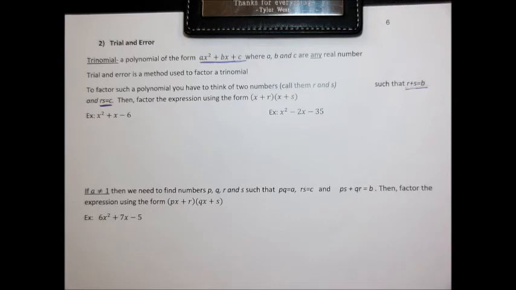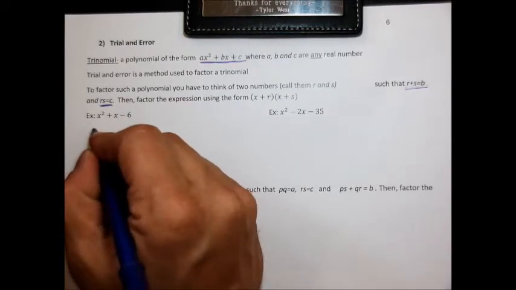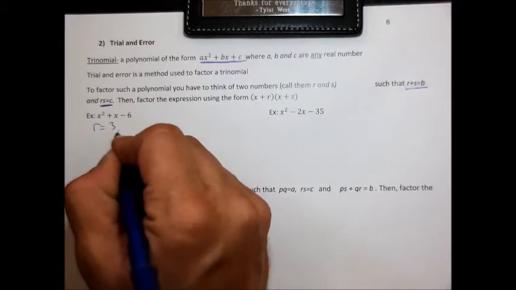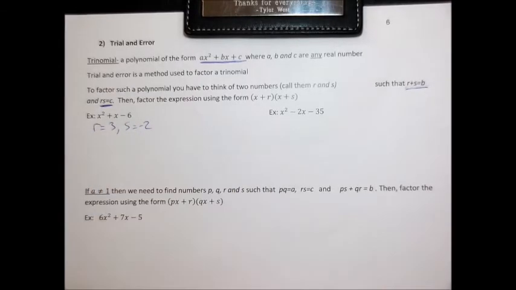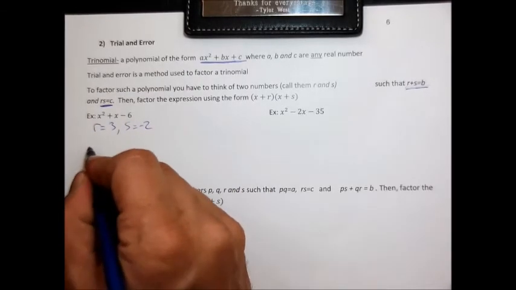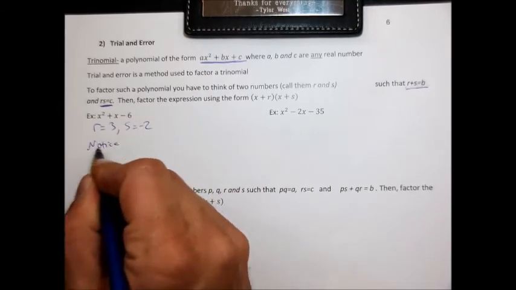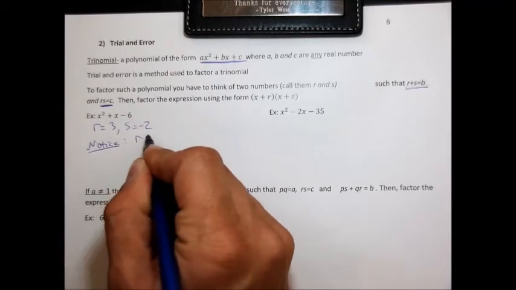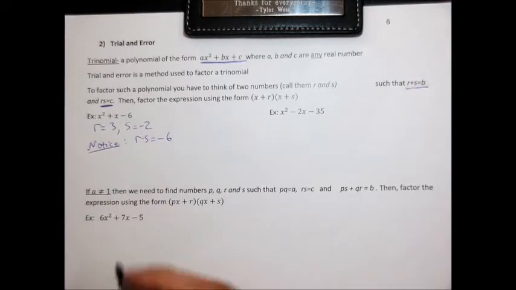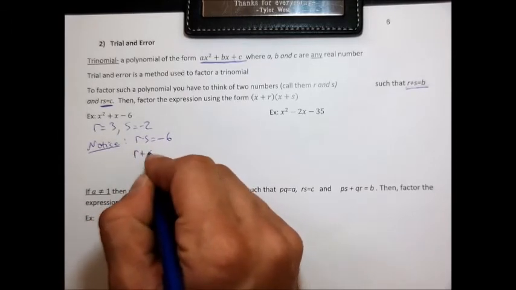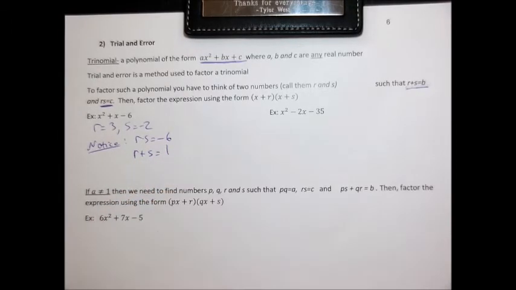3 is the positive one. Let me write that down first. One of the factors is 3, the other factor is -2. And we like those factors because notice, when we multiply them together, we get -6, and when we add them together, we get +1.